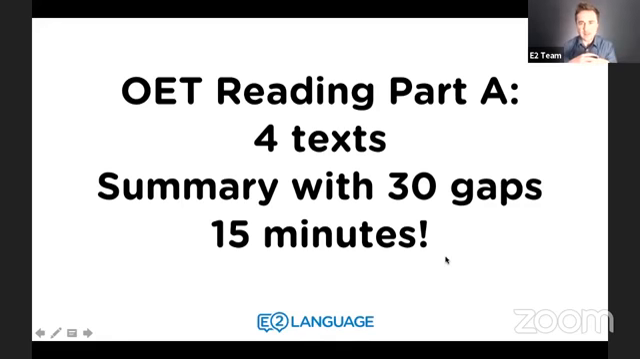So OET reading part A, you will have 4 texts. Okay, sometimes 3, but usually 4 texts, and there'll be different texts. I'll talk about them in a second. Now, what you'll also have at the end is a summary. And the summary will have about 4 paragraphs. And in these paragraphs will be about 30 gaps. Your task is to scan read the text and to find the right word to fill the gap. The problem is you only have 15 minutes to do this. So what you need to do is read incredibly quickly. And that's what we call scan reading. And that's what we're going to practice doing today in this live class, okay?